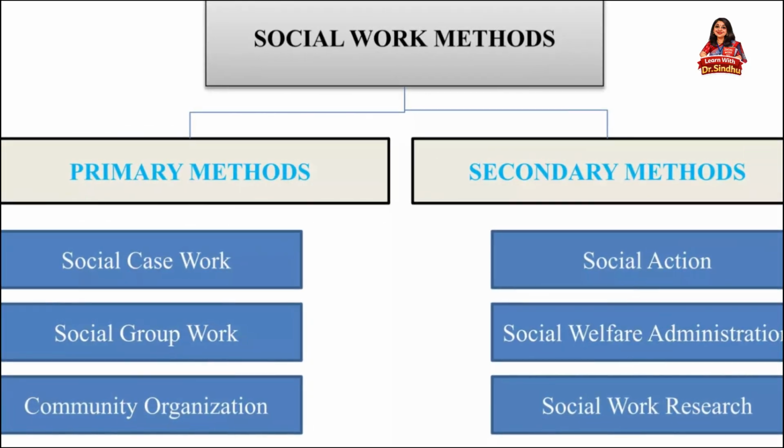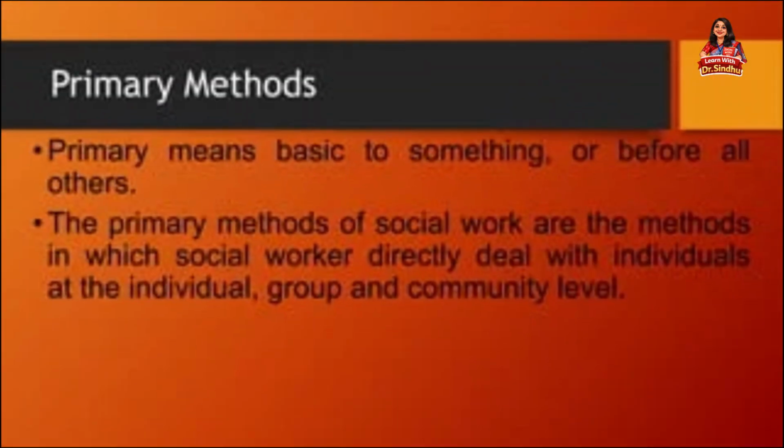Now that we understand what social work methods are, let us go one step deeper. In social work, methods are broadly divided into primary methods and secondary methods, also called auxiliary methods. What do we mean by primary methods? Primary methods are the direct helping methods used by social workers to work directly with individuals, groups, and communities. Direct practice with people. Primary methods are called primary because they form the core practice of social work.